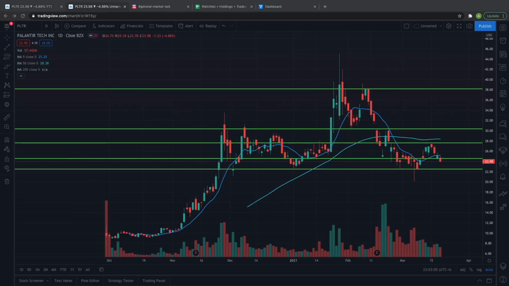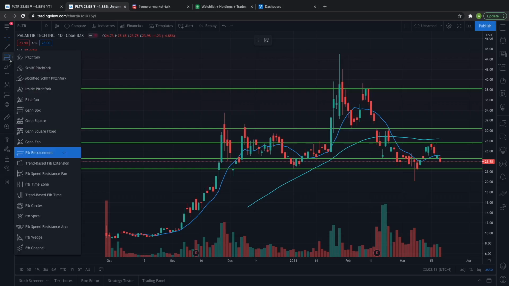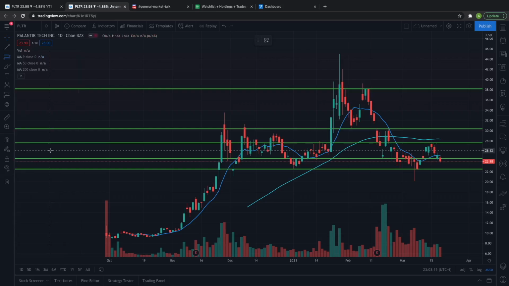And the only other indicator that I really like to use is Fibonacci Retracements. Now, I won't go too deep into Fibonacci Retracements because it could really be a video of its own. In fact, if you're interested in learning how Fibonacci Retracements work or how the Fibonacci sequence works, leave a comment down below and I'll make a separate video on that sometime in the future.